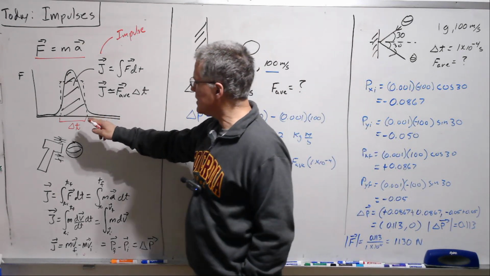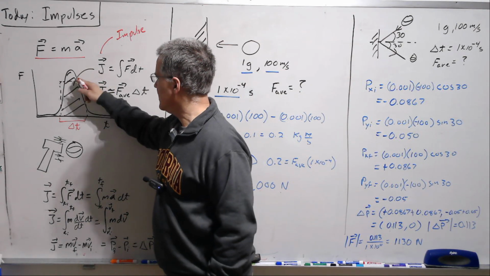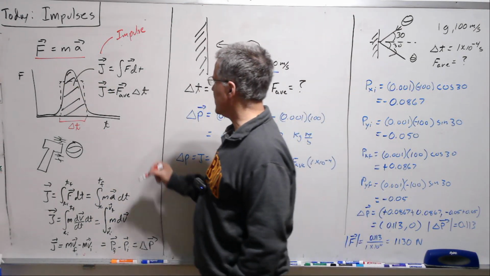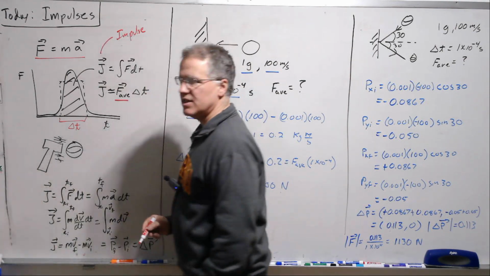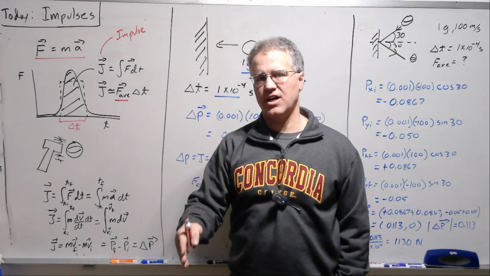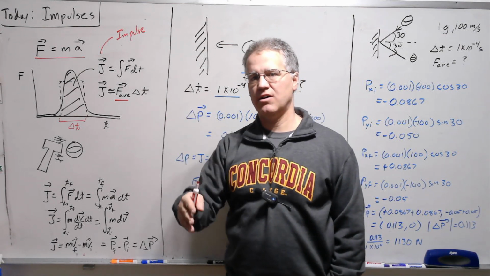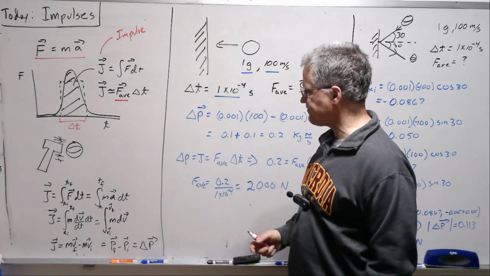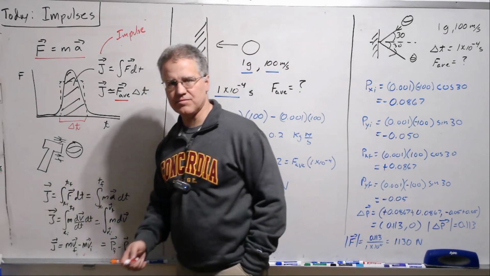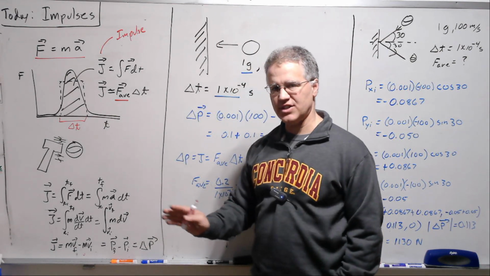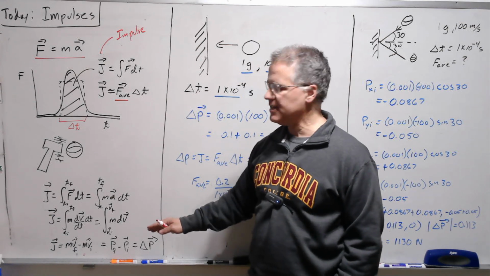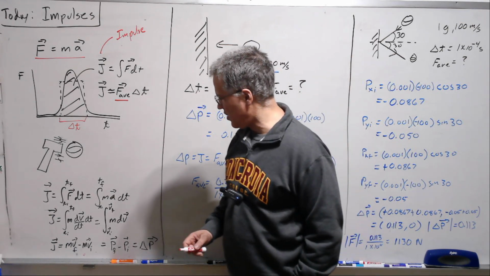Now, we can approximate this by making a rectangle of the same area and calling the force the average force. So we imagine an average constant force that gets turned on and turned off, turned on at T initial, turned off at T final. Okay. Well, we need to do just a little bit of calculus here. If you haven't had it, just kind of pop out at the end. If you have had it, just try to follow along here.